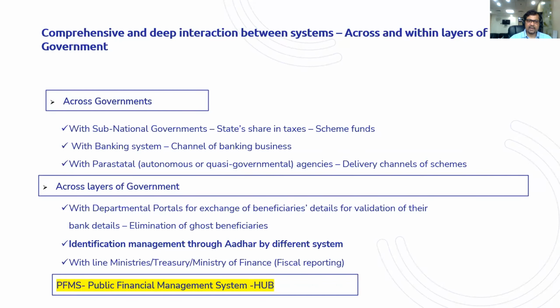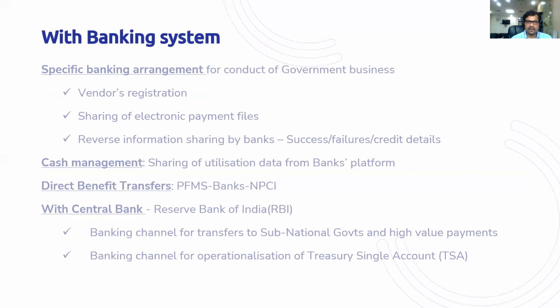Within the ministry, with line ministries and treasury and Ministry of Finance, there is an elaborate system of fiscal reporting. As Prashant said, the information on cash availability, budget allocation, and estimation, the first layer of Prashant's presentation, is being fulfilled through a very integrated system of line ministries and Ministry of Finance in the PFMS. And as I said, PFMS, of course, is the hub in all.